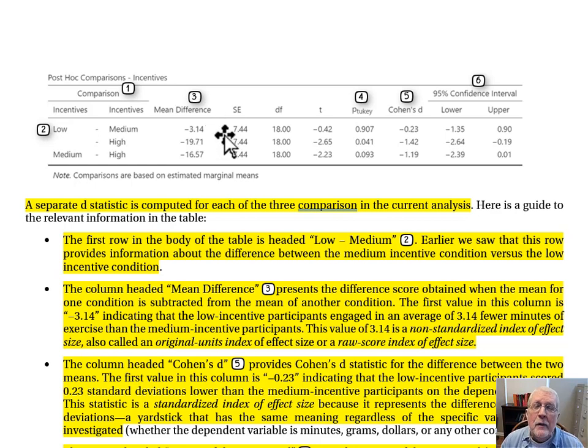I don't understand. But even aliens from another planet understand Cohen's d statistic because it represents the size of the difference in standard deviations. Everybody understands standard deviations. Apparently, one group scored 0.23 standard deviations lower than the other group. That's what Cohen's d statistic shows.